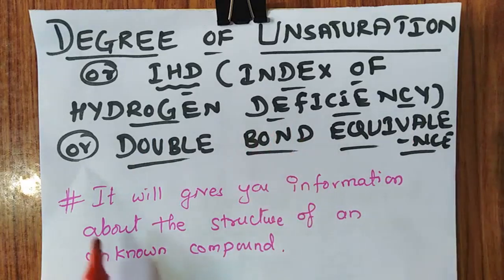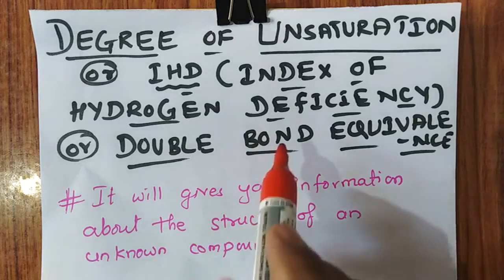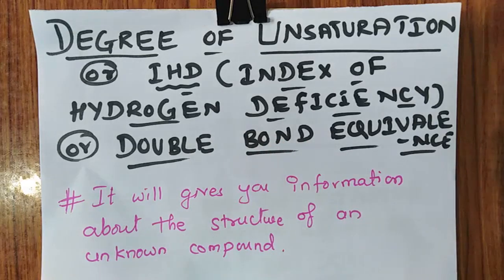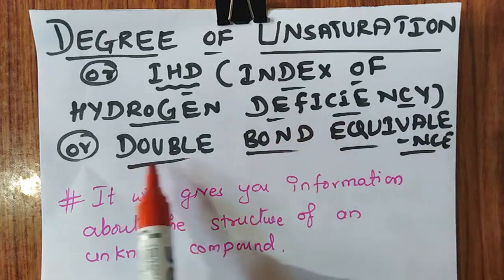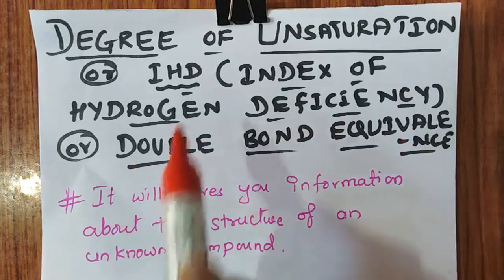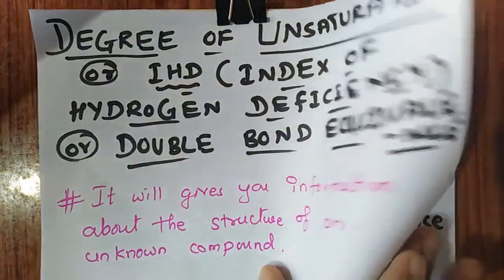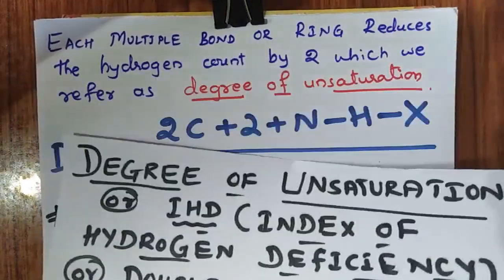First thing, remember, it will give you information about the structure of an unknown compound. Whatever the structure of the unknown compound, if you want to know it, then this degree of unsaturation is very important. It is also called, as in that question, double bond equivalence. So both are the same. Now we will see.